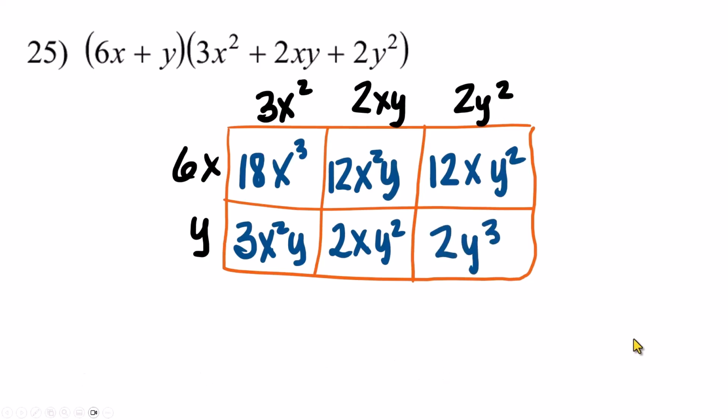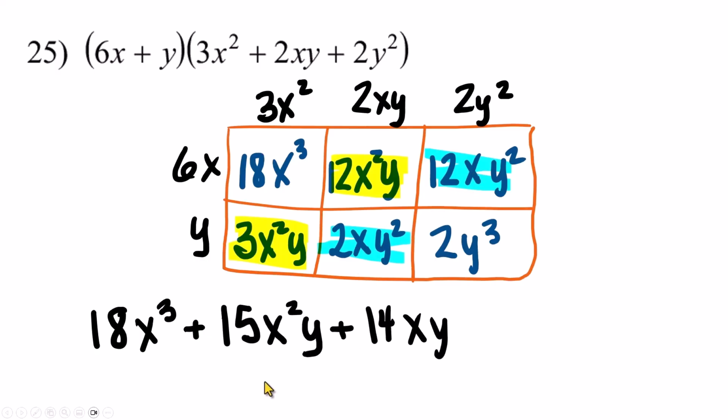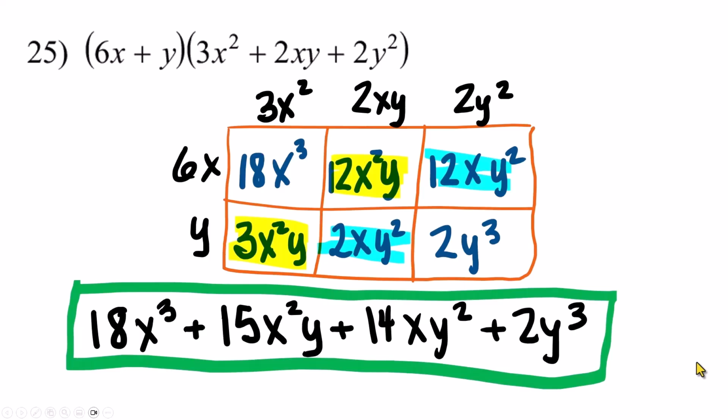Now we just write out the answer. We start with the x cubed term, so we have 18x cubed. Now this 12x squared y needs to be combined with this 3x squared y. Those two are going to get added together as well. So we're getting 15x squared y plus 14xy squared plus the 2y cubed. That's your answer. Put a box on it.